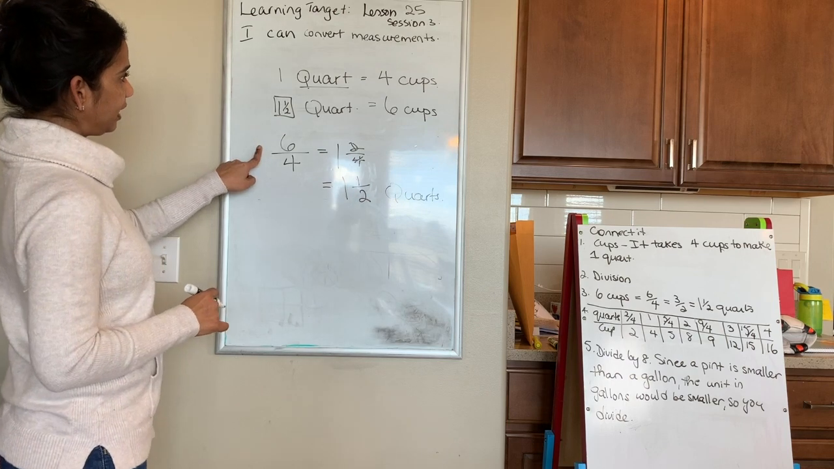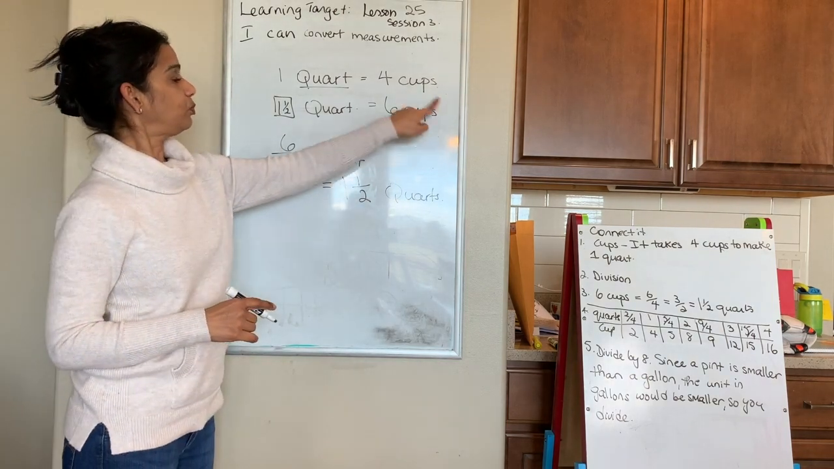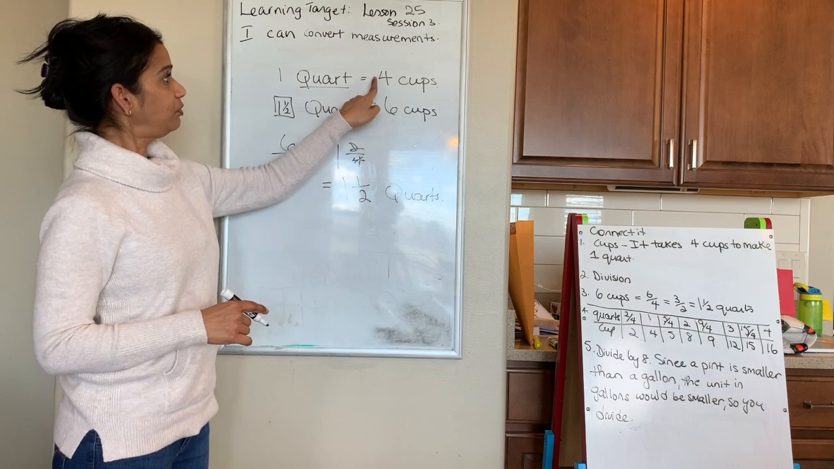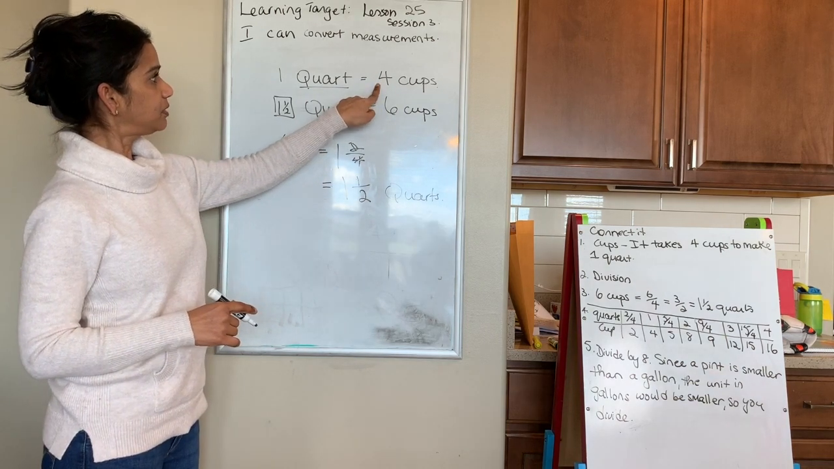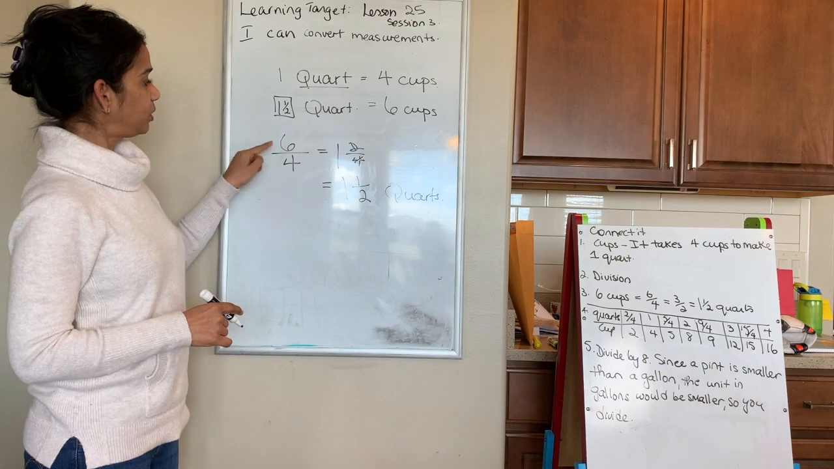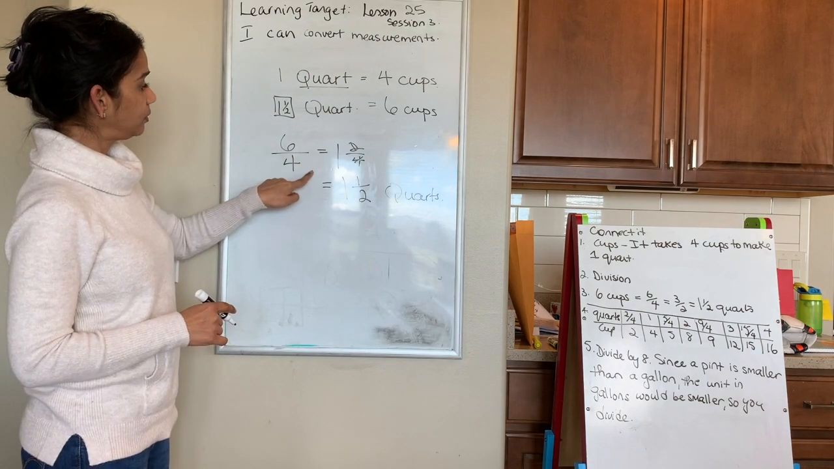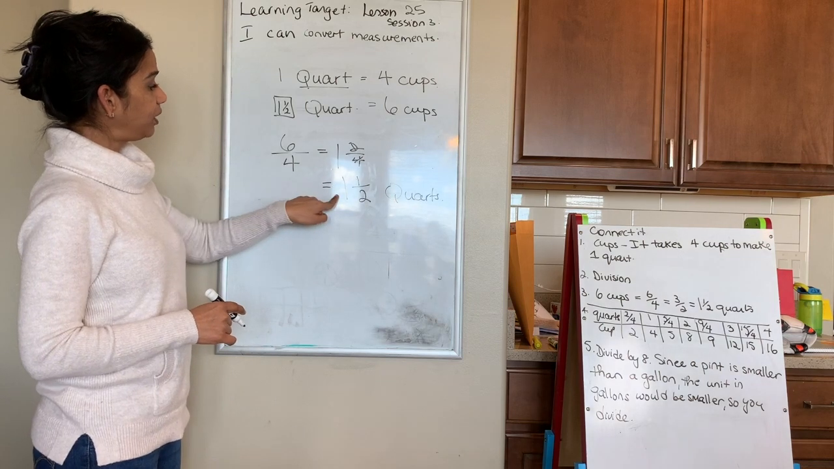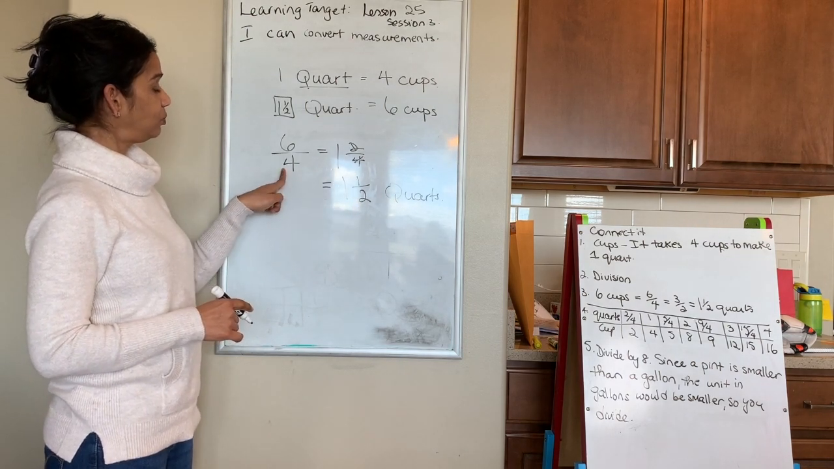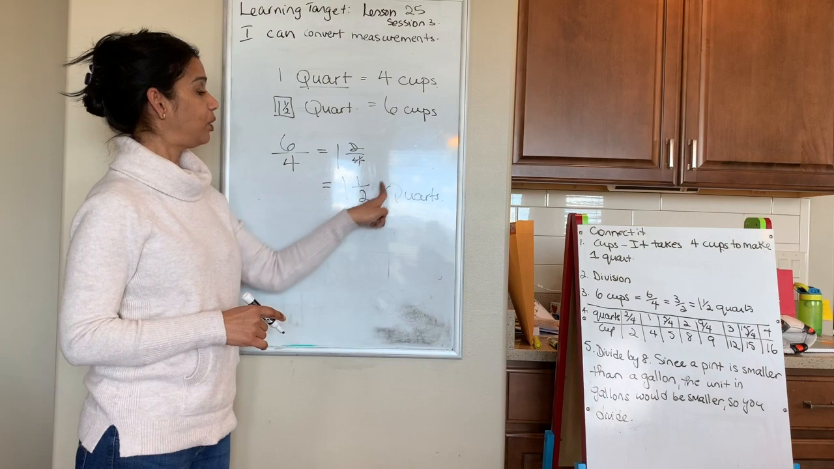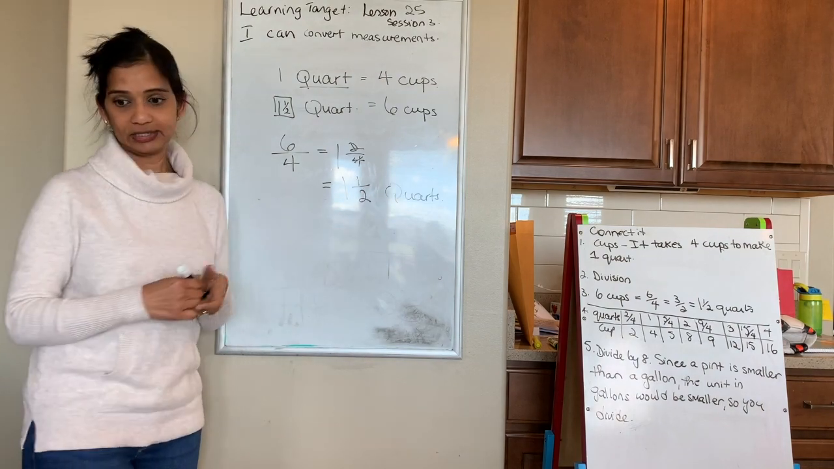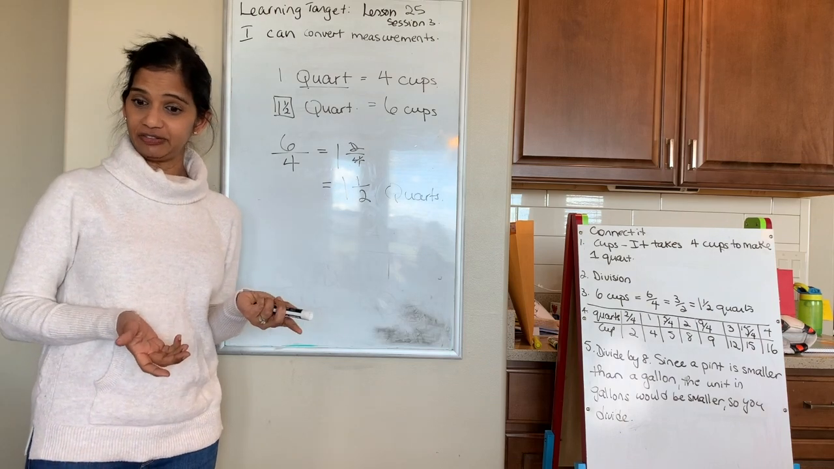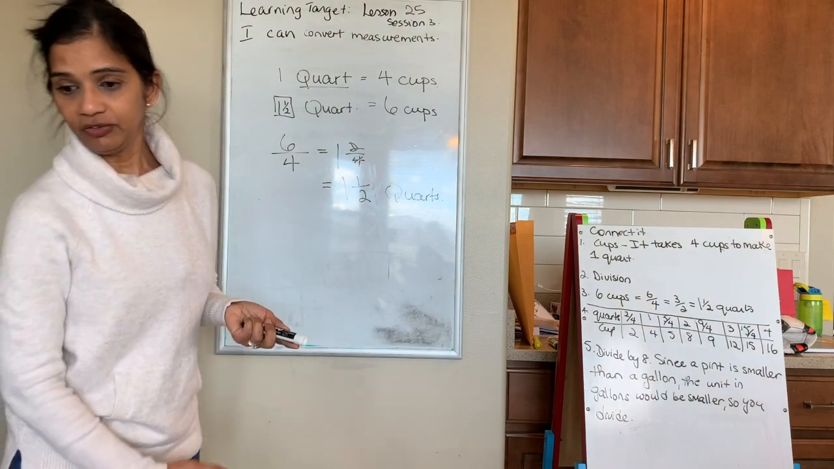So what did we divide? We divide 6 cups, which is what we are looking to find out, how many quarts. But we know every time we have 4 cups, it'll equal 1 quart. So we divide 6 by 4, and we'll see how many groups of 4 we have. So we have 1 1/2 groups of 4, which is 1 1/2 quarts. Okay. And did anybody try anything different? Let me know if you guys did.